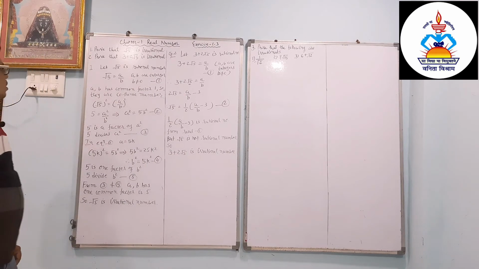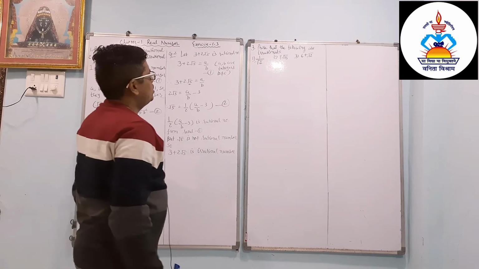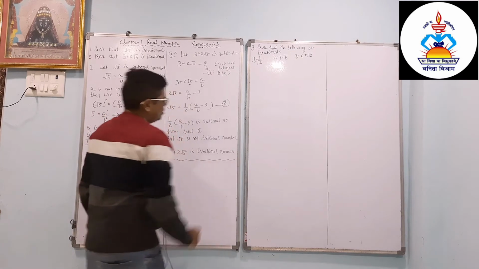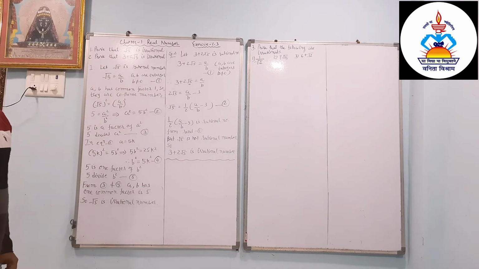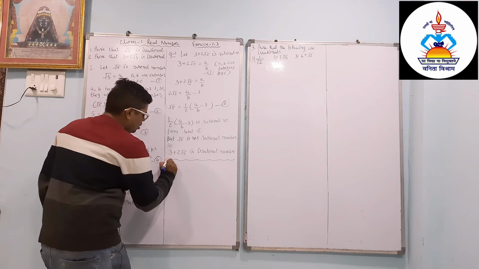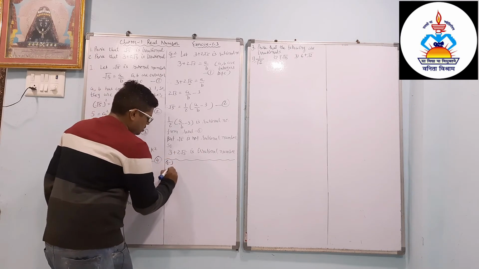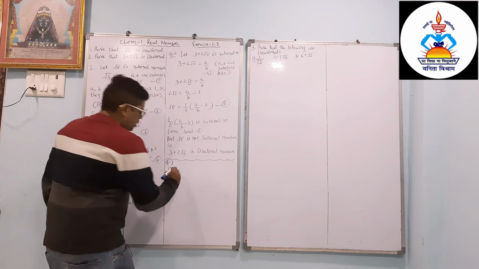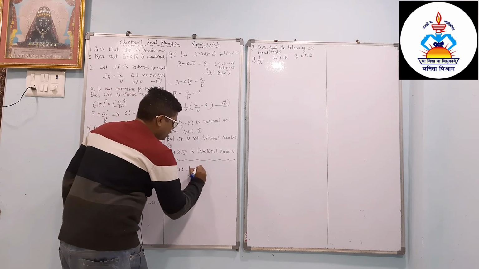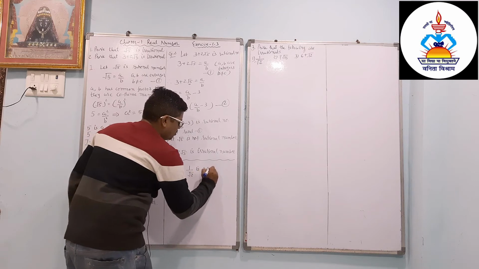Okay, now we have another question. Question number 3: prove that the following are irrational numbers. We will prove it the same way here. First, in question number 3, let 1 upon root 2 be a rational number.